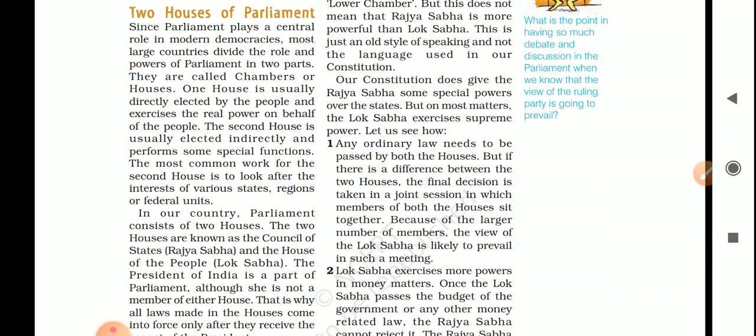The Lok Sabha controls the Council of Ministers. Only a person who enjoys the support of the majority of members in Lok Sabha is appointed as Prime Minister. If the majority of the Lok Sabha members say they have no confidence in the Council of Ministers, all ministers, including the Prime Minister, have to quit. The Rajya Sabha does not have this power.